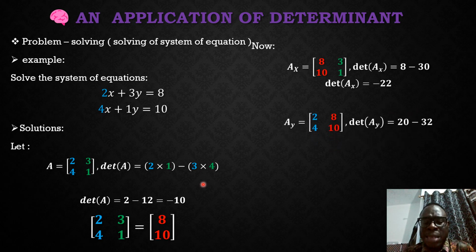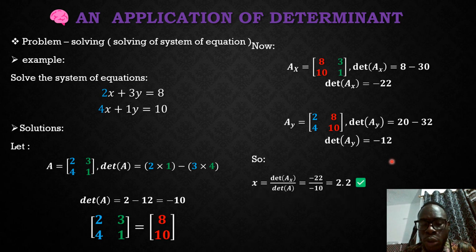Then we repeat the same process by removing the Y column. This is the Y column, that is the X column. Then replace the Y column with the column of the results, which is 8 and 10. In doing that, you have a matrix of A subscript Y. Then you find the determinant, which will be 2 times 10, 20, minus 4 times 8, 32. Minus between them will give us minus 12.